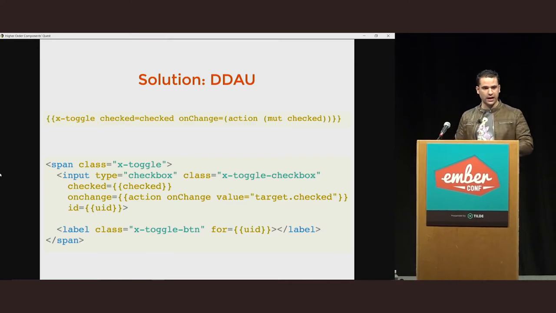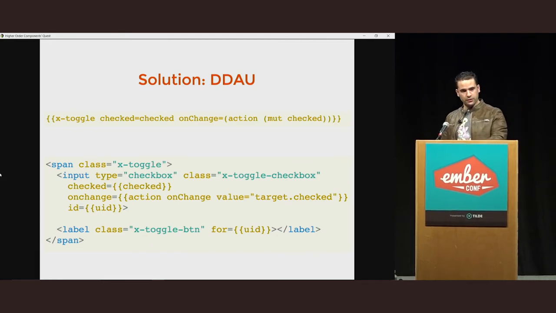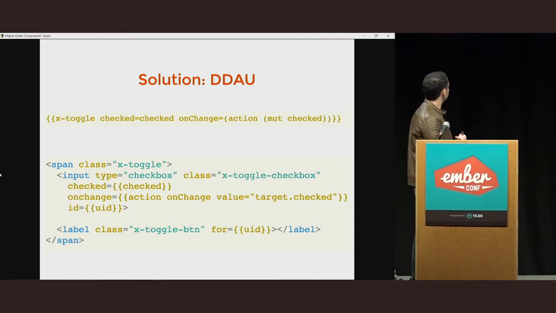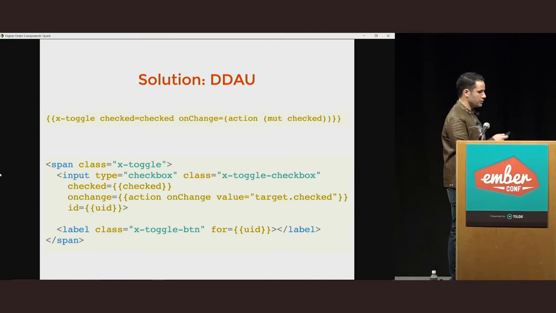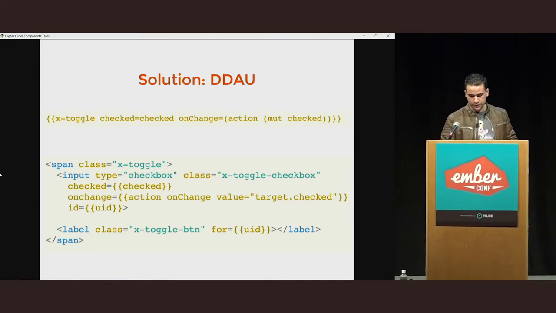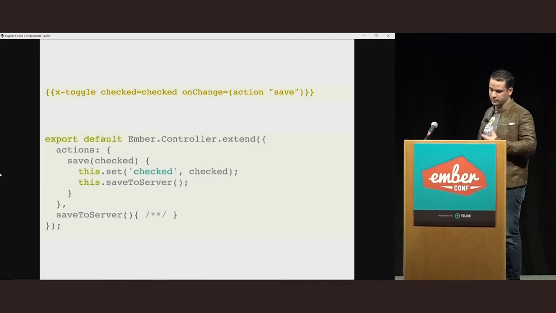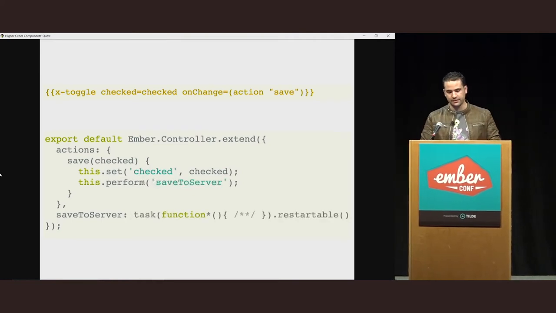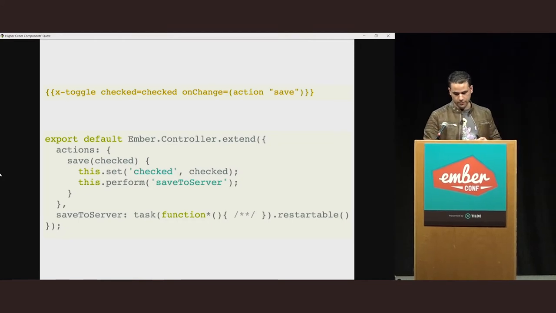So you pass the check property and you pass a callback, onChange. This is going to be invoked whenever the toggle is interacted with. So you decide what to do, which usually would be mutate the value. The only change is that instead of mutating checked, it is going to call the onChange action, whatever that is. And you decide what to do, which is usually this thing upstairs. But it could be save, and save could save to the server, maybe with Ember Concurrency or something like that. And the key point is that it's up to you to decide what to do when this function is invoked.